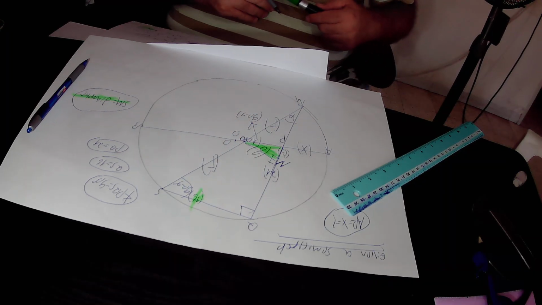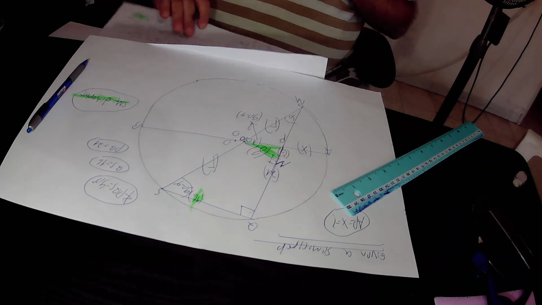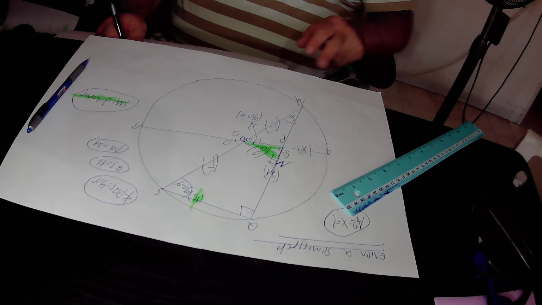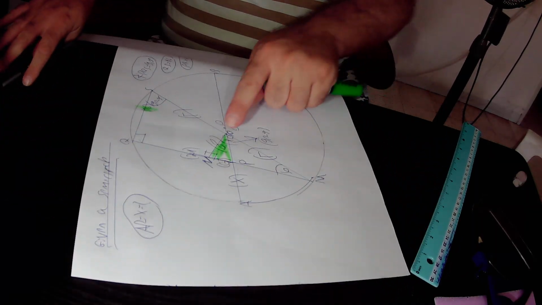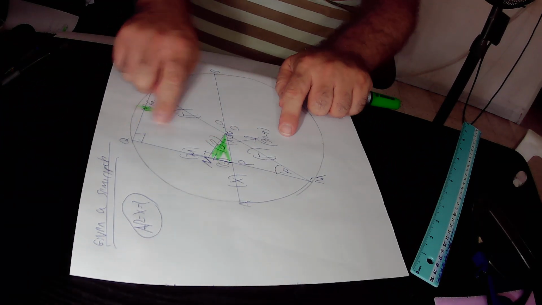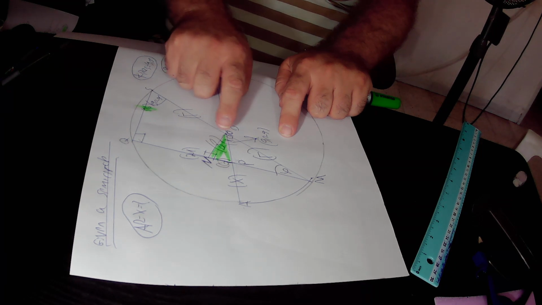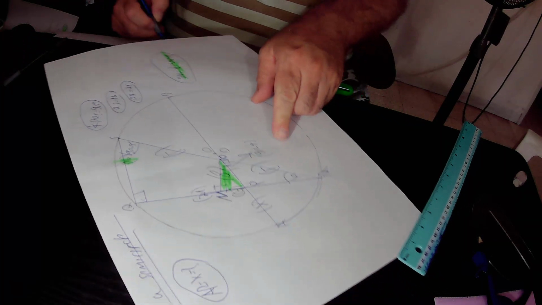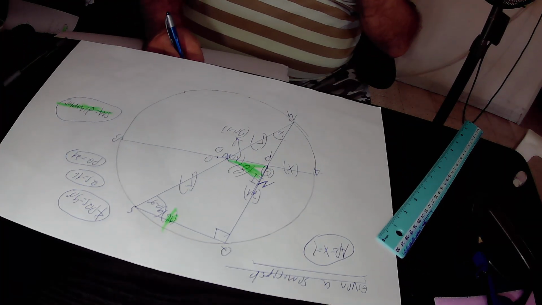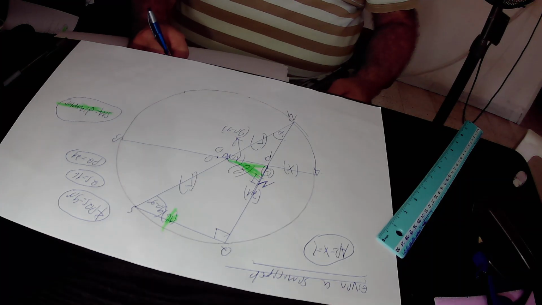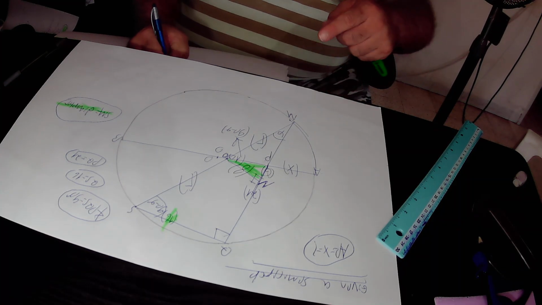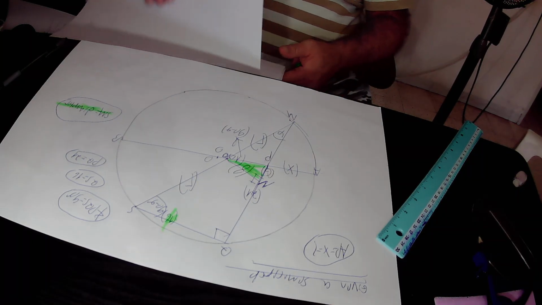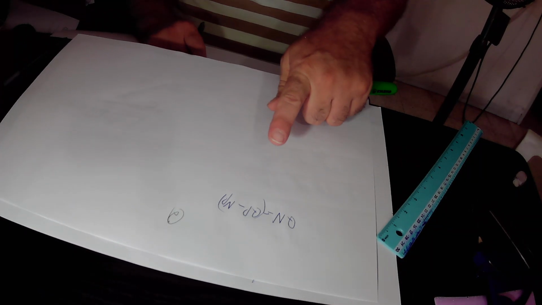What is the length of the missing line segment NQ? Actually, from the diagram it is very easy to say that QN equals QP minus NP. Again, QP minus NP equals QN. So I write it down. QN equals QP minus NP. And again, QN equals QP minus NP.